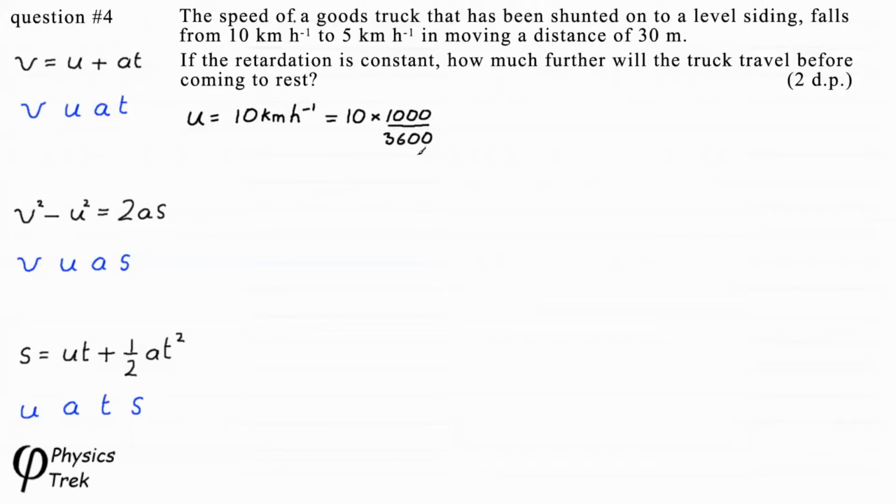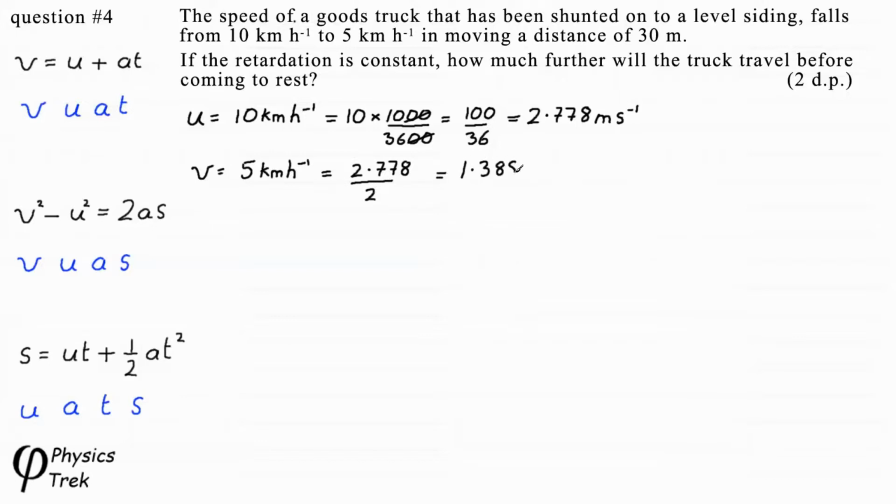by 3,600. Zeros cancel, which gives us 100 divided by 36, which equals 2.778 meters per second. Now for V, V's 5 kilometers per hour, which is half U. So we just divide our previous answer by 2, which gives us 1.3889 meters per second. And we know that the distance S is equal to 30 meters.